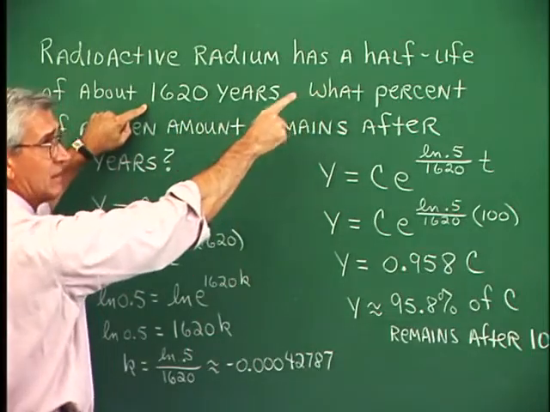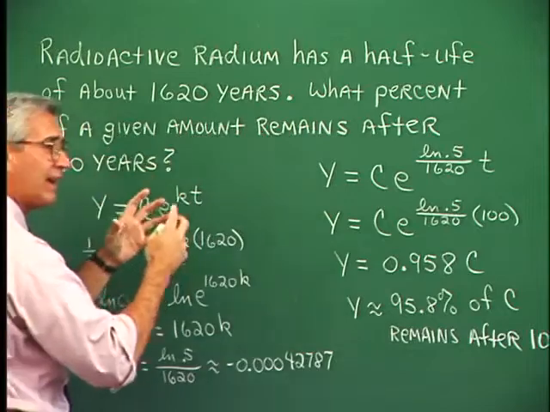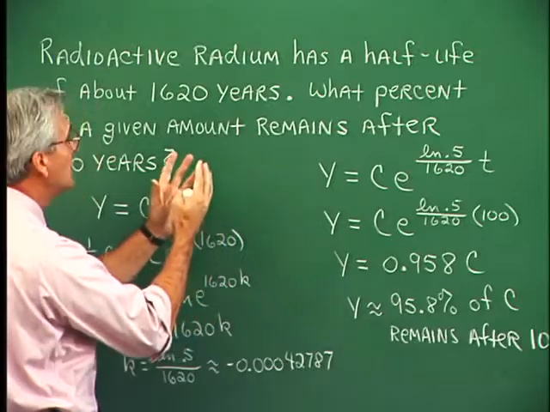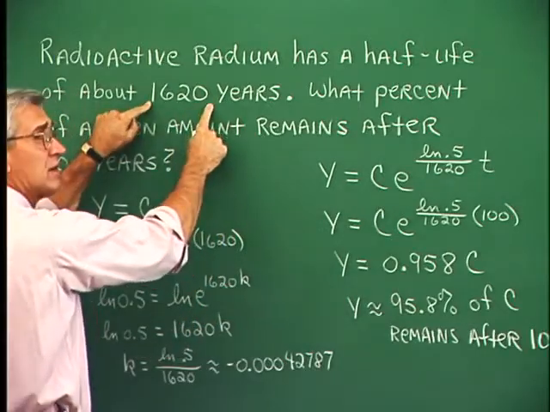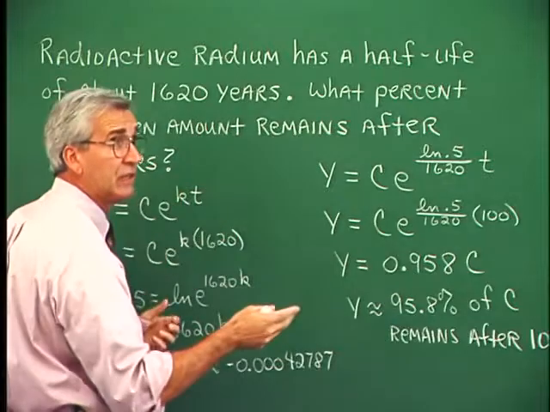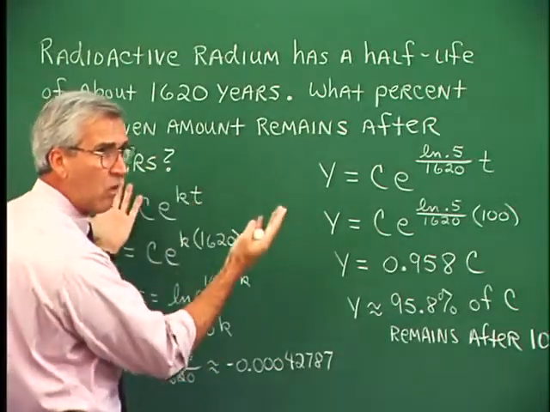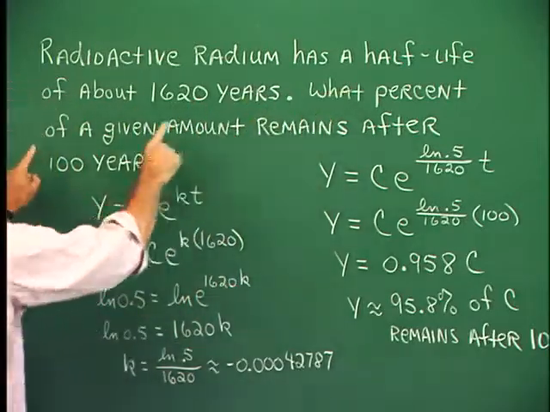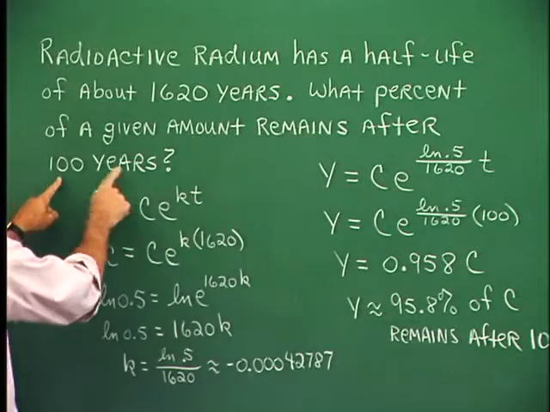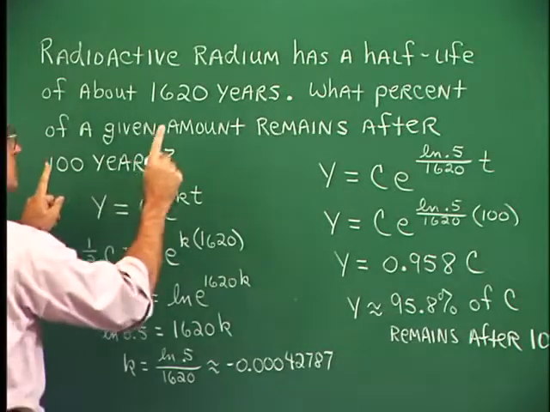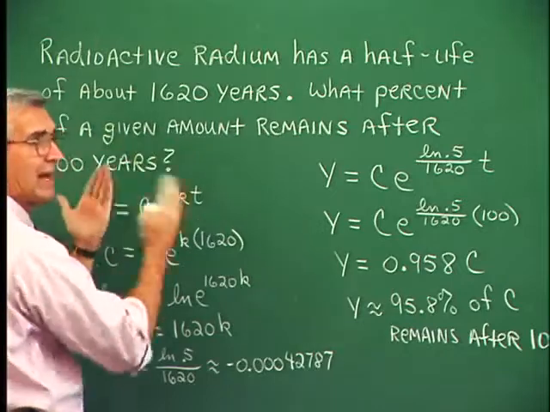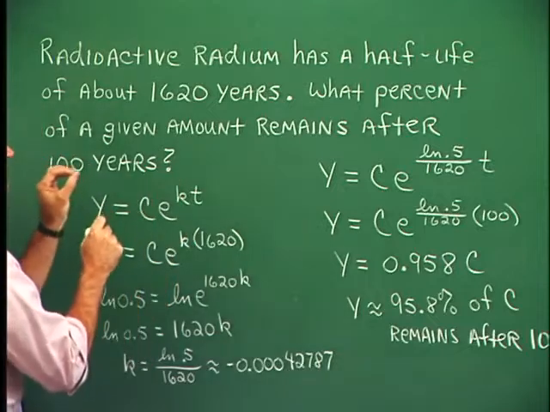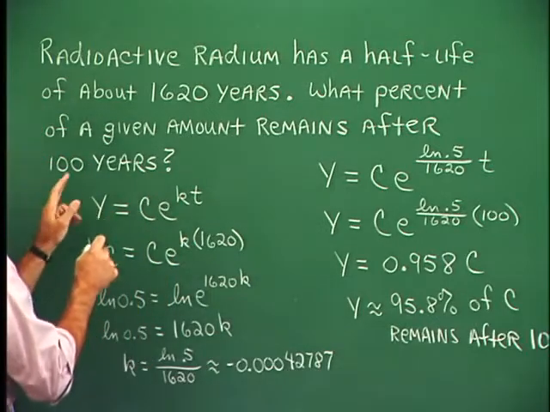Now, half-life means that if we started with a pound of this material, then we would have a half pound of it 1,620 years later. And then after another 1,620 years, we'd have half of that. So we'd still have a quarter pound left after twice this amount of time. Anyway, what percent of a given amount remains after 100 years? Now, it says of a given amount. We're not told how much we have to start with, but it really doesn't make any difference. We will still be able to represent the percent of that given amount after 100 years.